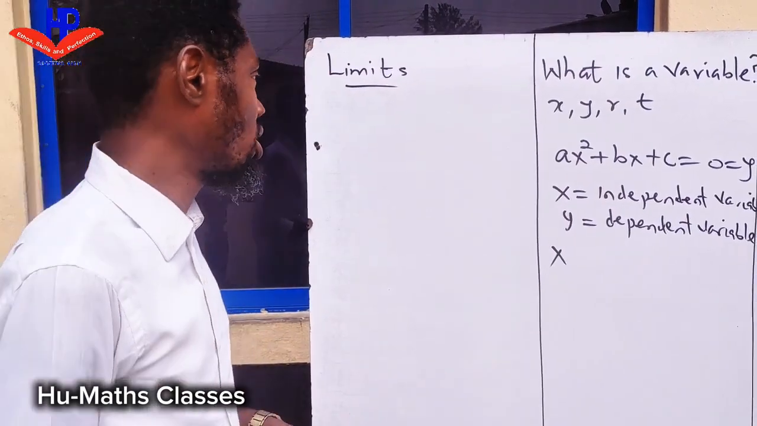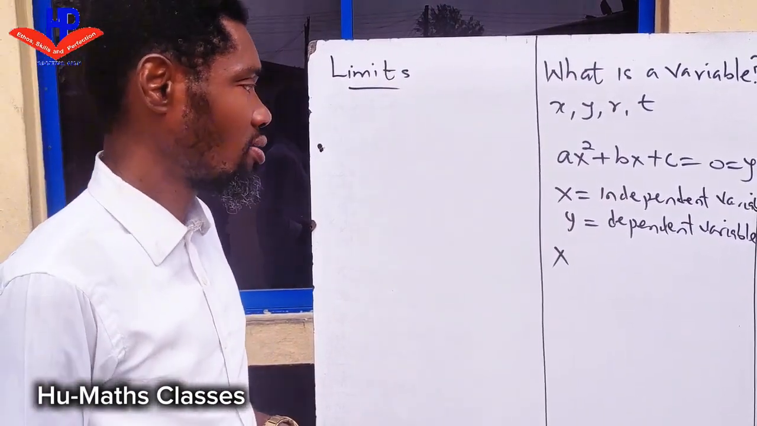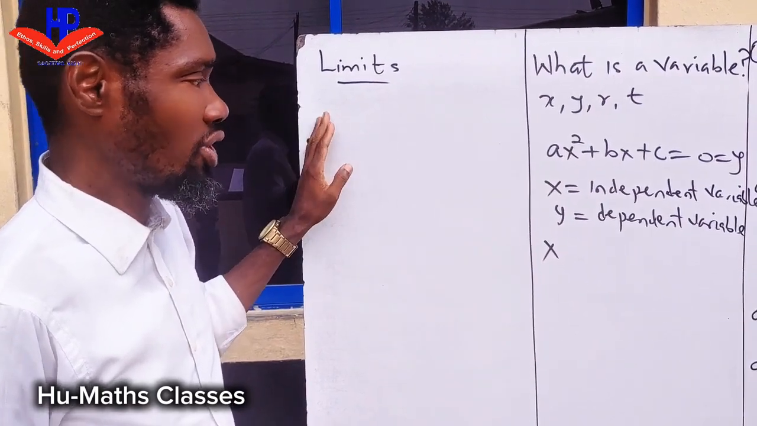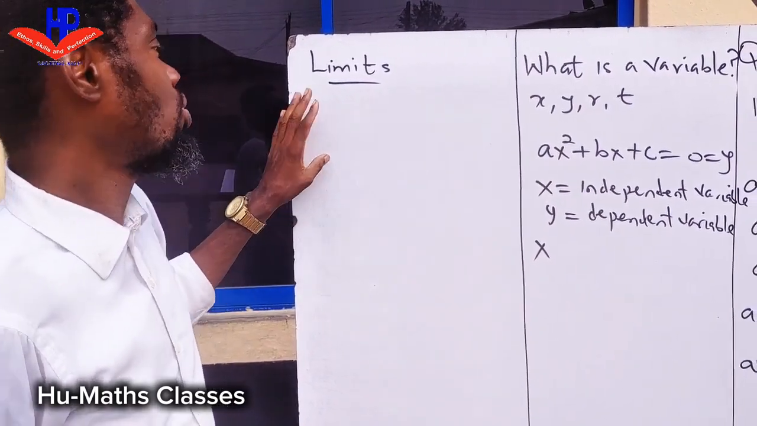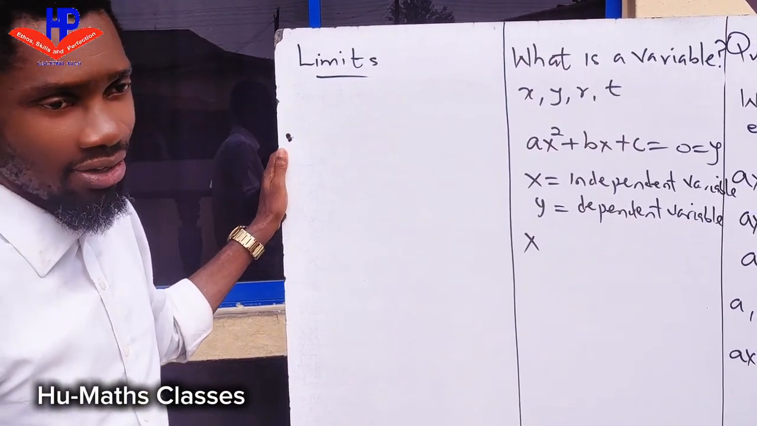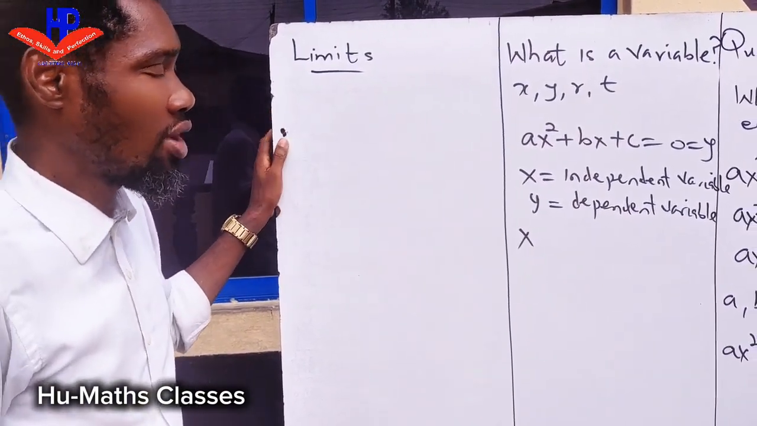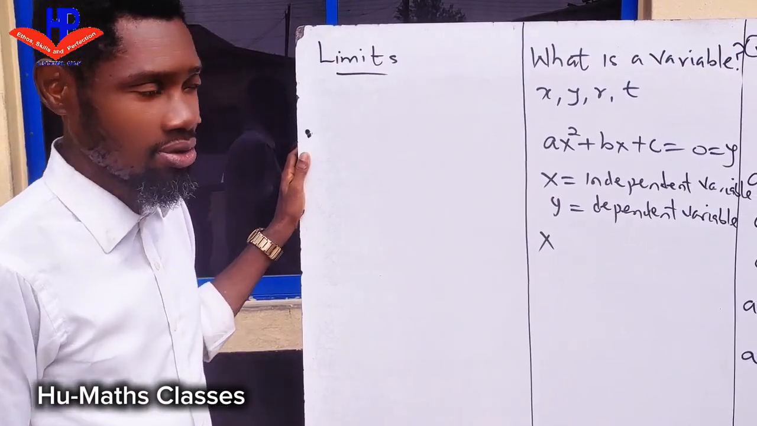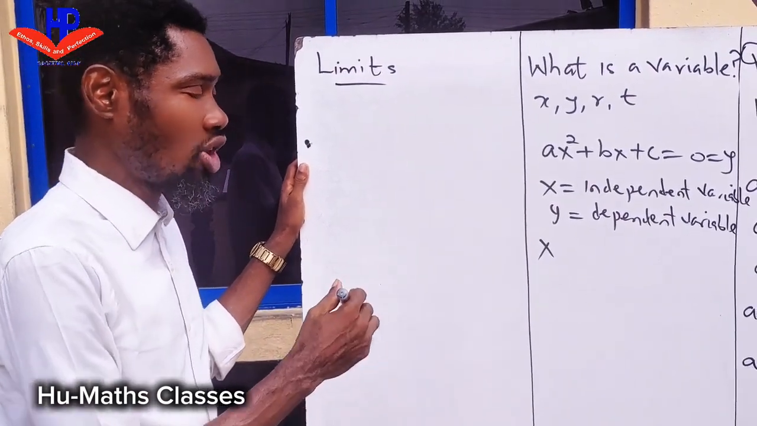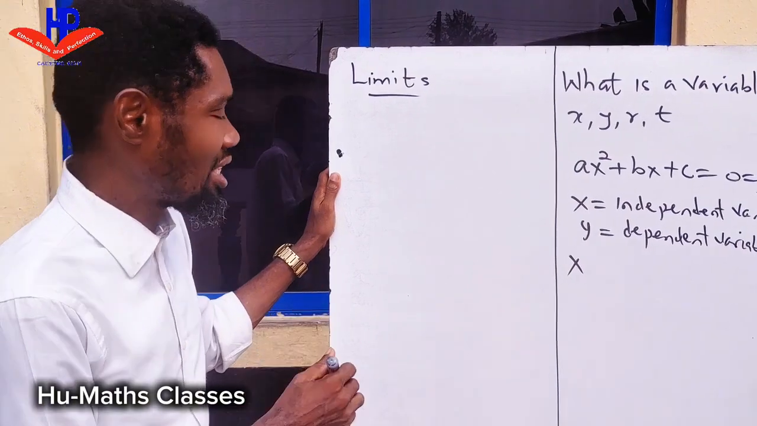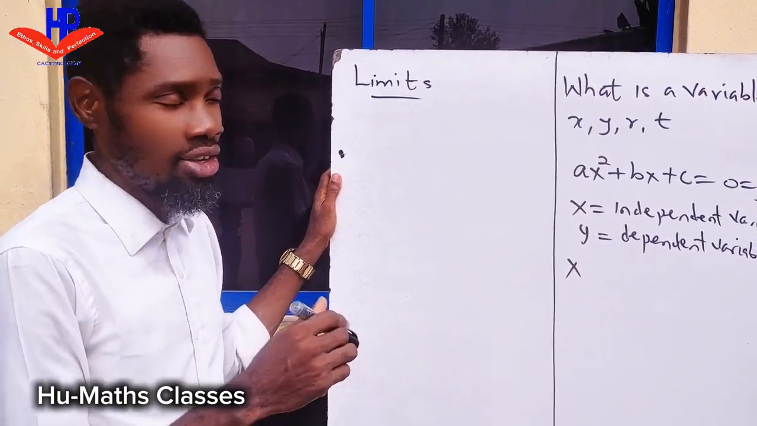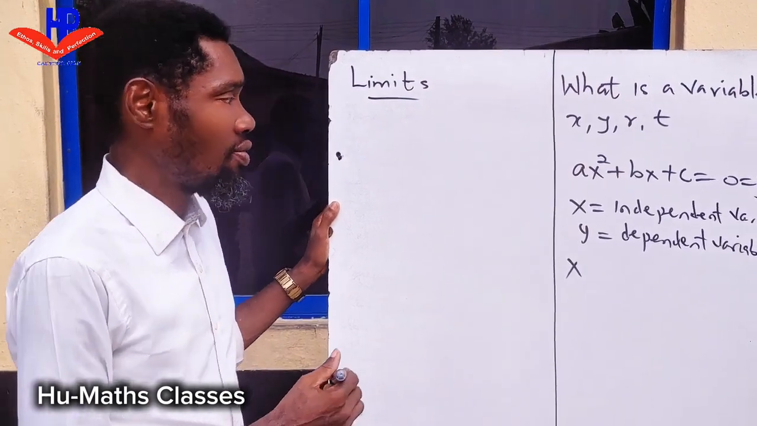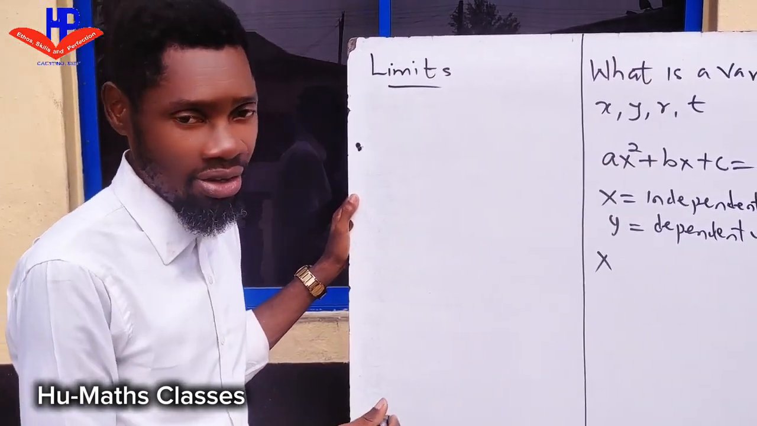Okay, we want to look at what limits of x should be. So for us to control x, which is the independent variable, we need to understand the limits of x. So in every quadratic equation given to you to solve, especially when you're dealing with the graphs, for you to control x to help you get the values of y, you need to understand what the limit of x should be.